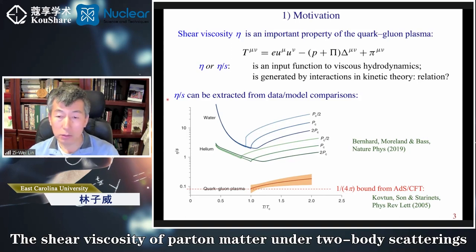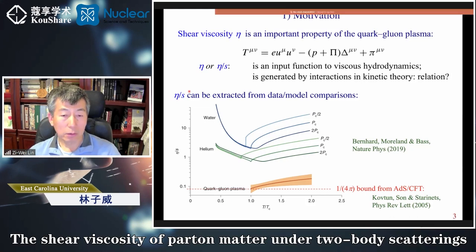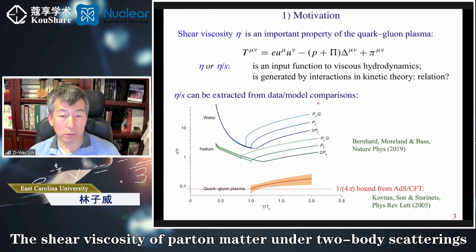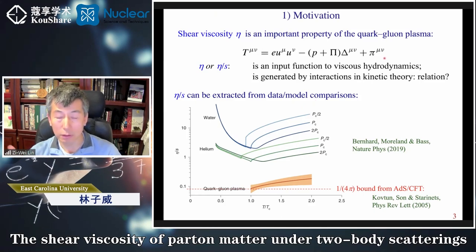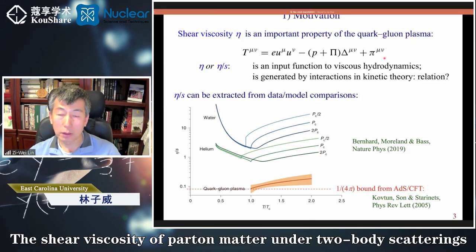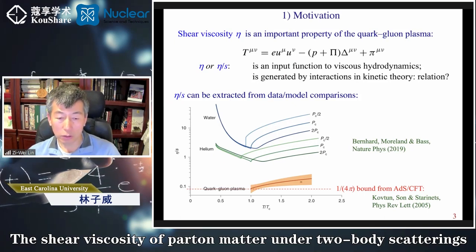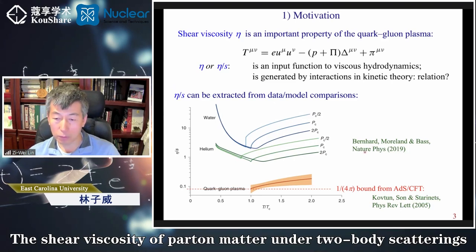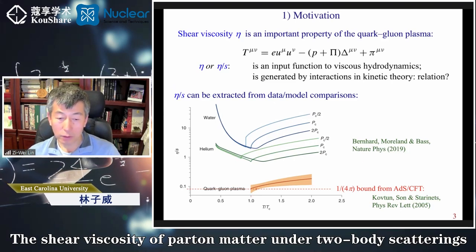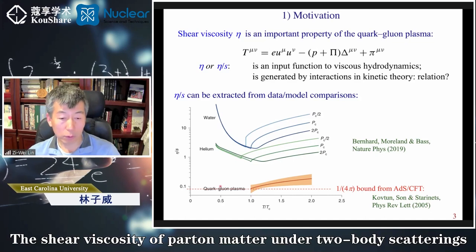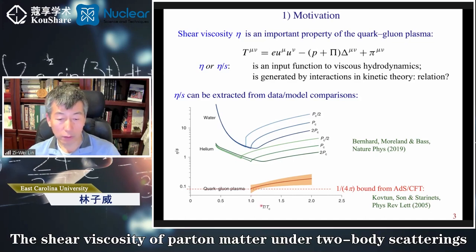For high energy nuclear physics, for example, people have compared the data with different models, for example, hydrodynamic models, because eta over S is easily incorporated in that model. And by comparing the data with the model, one can try to extract the eta over S ratio. Here is an extraction shown in this work of the eta over S ratio of the quark-gluon plasma as a function of temperature.